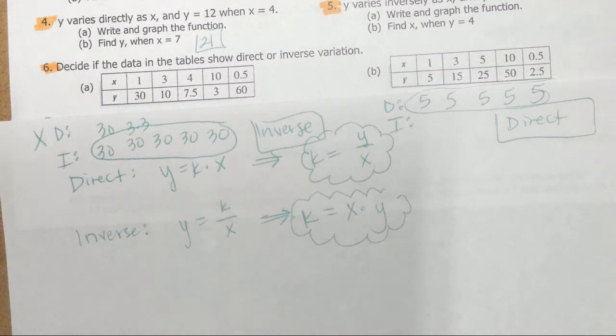Alright, so that's the first section of your test 4.2 review, direct and inverse variation.